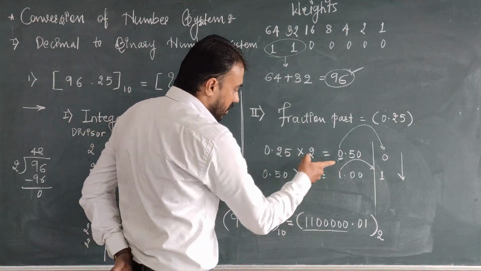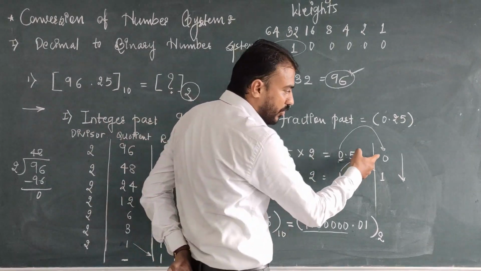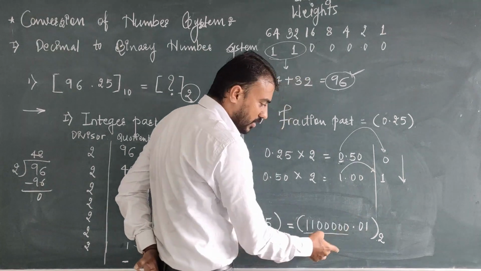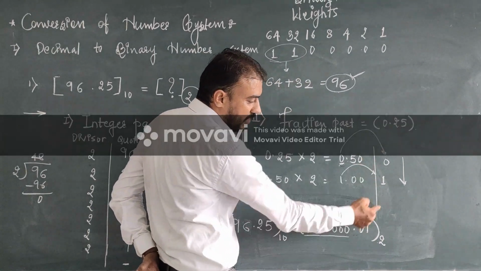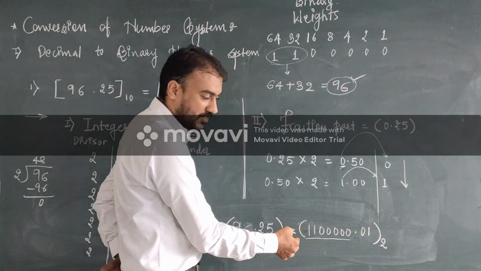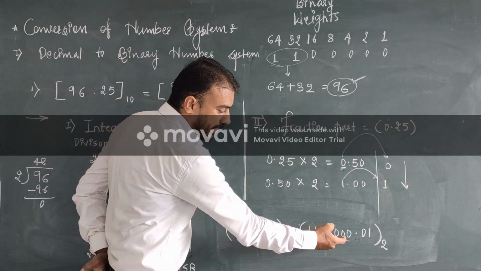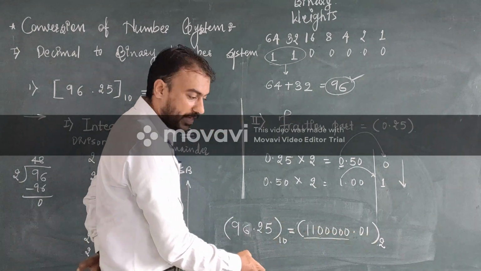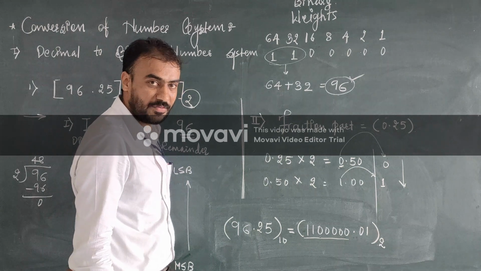Now on the fractional part, we note it down from top to bottom. That is why first I am going to write 0 and then 1. So this is the final answer. 1100000.01 is the binary equivalent of 96.25.